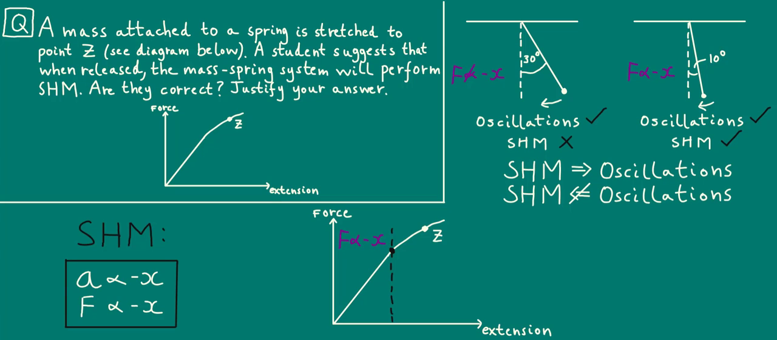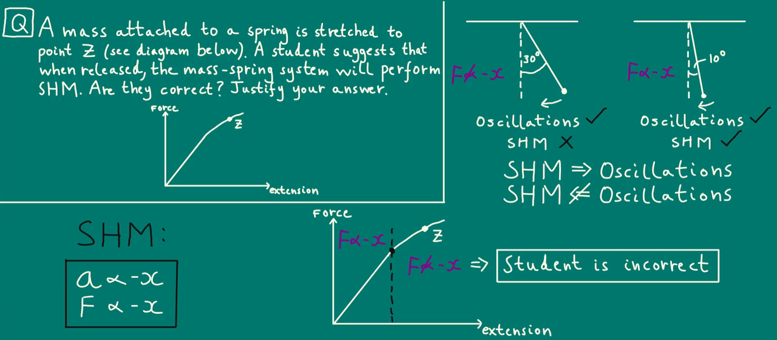But since the point Z lies outside this region, in a region where F is not proportional to minus x, the released mass spring system will oscillate but won't perform SHM. And just to be clear, the reason why F is not proportional to minus x in this region where Z lies is that beyond the limit of proportionality, so to the right of it, the graph curves and therefore becomes non-linear. The student is therefore incorrect.